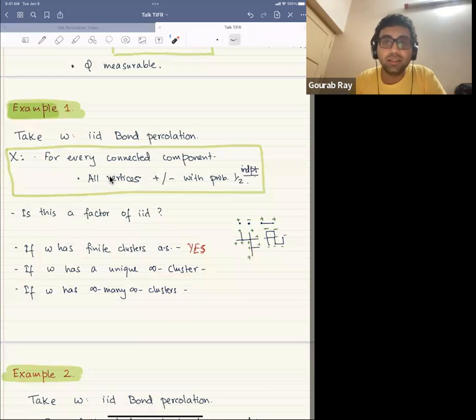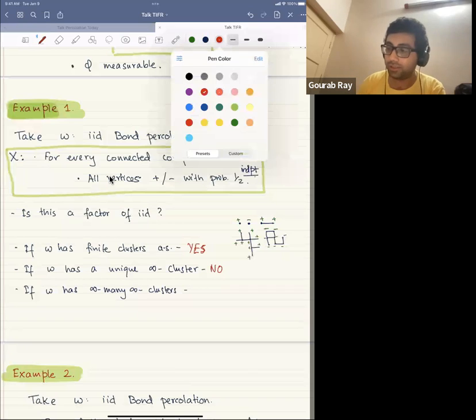And actually, we'll see later that if some process is a factor of IID, it has to be ergodic. And once you have a unique infinite cluster, then it's kind of clear that the process X, which I described, is not ergodic, because there is a probability half that there is an infinite cluster of plus. Okay, so that's a translation invariant event that doesn't have probability 0 or 1. Okay, so this is a no. So this is not a factor of IID. And this is not a factor of IID if p is anywhere between 0 and 1, without including 0 or 1. Okay.